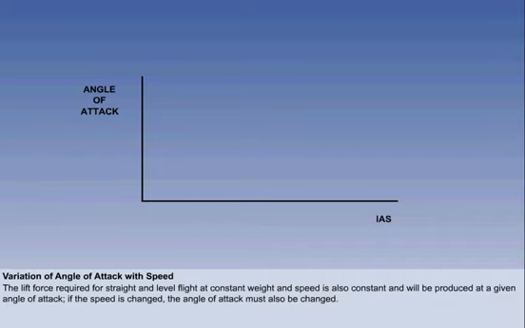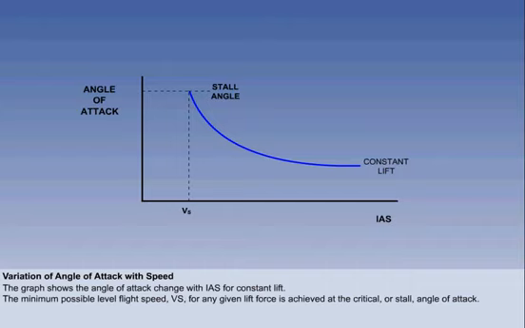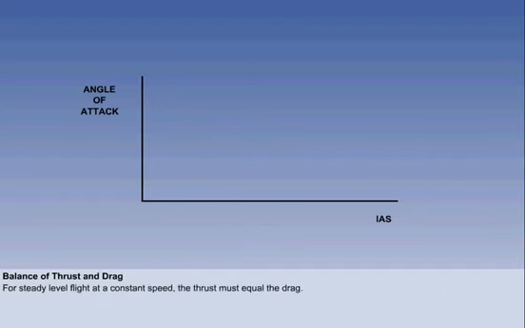However, if the speed is changed, the angle of attack must change to maintain the same lift. As the lift changes with the square of the speed, but in direct proportion to the angle of attack, the angle required for constant lift will vary as shown on the graph on the screen. The minimum possible level flight speed, Vs, for any given lift force is achieved at the critical or stall angle of attack. For steady level flight at a constant speed, the thrust must equal the drag.